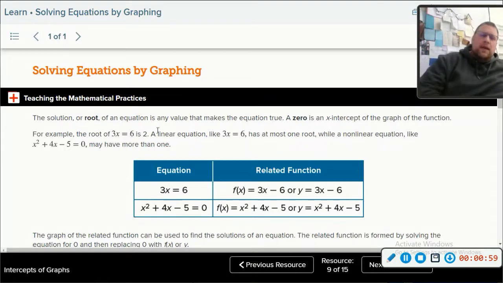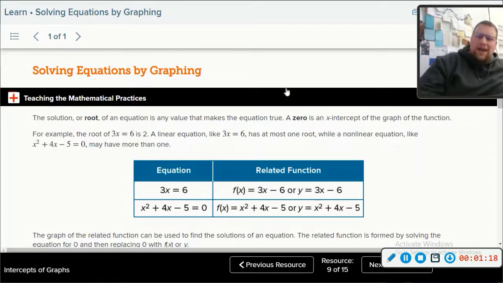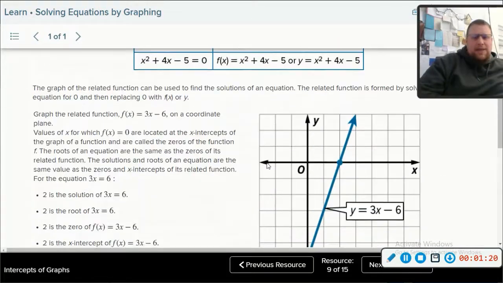We talked about this a little bit yesterday, but a root and a zero of an equation are the same thing. A root and a zero are actually for functions. Those are the same thing as a solution to an equation. A solution to an equation is going to be the same as the root or the zero of the related function. And we're going to get more into that. I know that sounds like a deep statement. This is a pretty big slide right here.